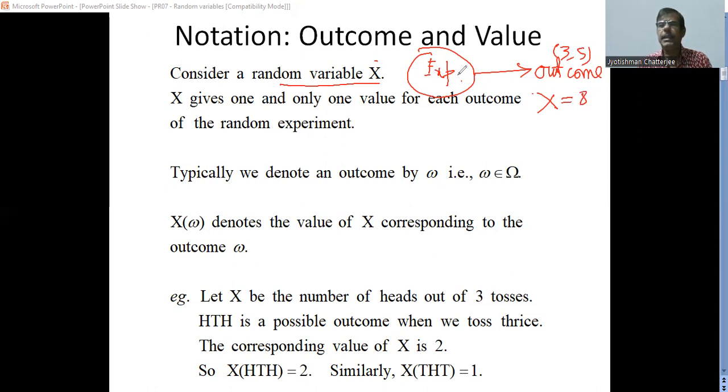So let's come to this thing. We perform the random experiment, and once that is done, the outcome is known. And once the outcome is known, your random variable is known. There is no more uncertainty in that thing. So the value of the random variable is completely determined by the outcome of the random experiment.